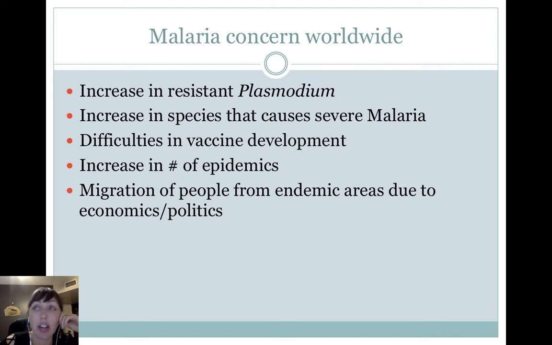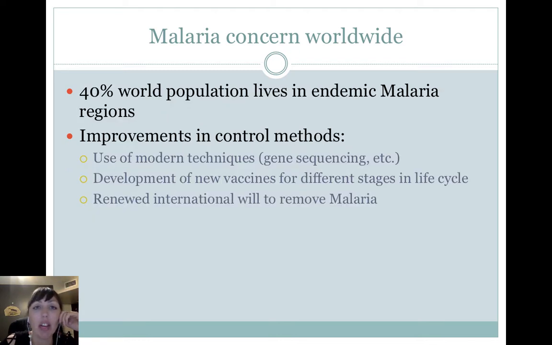And there have been difficulties in vaccine development, but there is an increase in the number of epidemics and an increase of migration of people from endemic areas. And so I think that more money has been or will be put into vaccine development for malaria, especially as our climate continues to warm. Okay, 40% of the world population lives in endemic malaria regions.